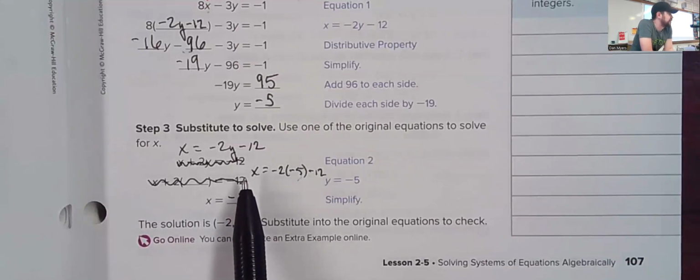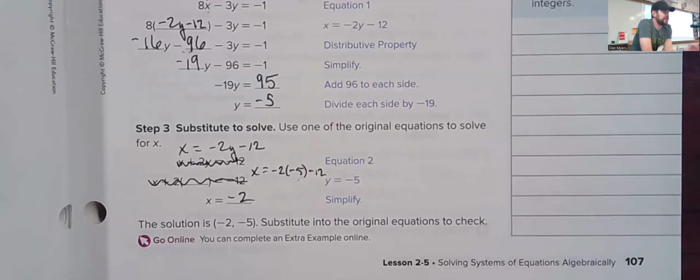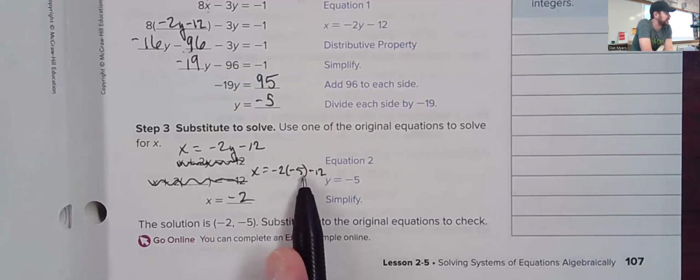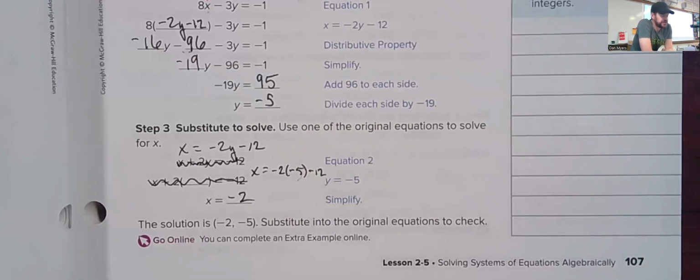So if you're using the substitution method, this last step here, I would not follow what the book is saying. I would just go with the version of the equation that you already got one variable by itself for, because then all you have to do is plug it in and do some math. You don't have to do algebra again. You just plug it in and evaluate, and you're good to go. So the y value is negative 5. The x value is negative 2, which means that those two lines cross at the point negative 2, negative 5. And that's the answer.